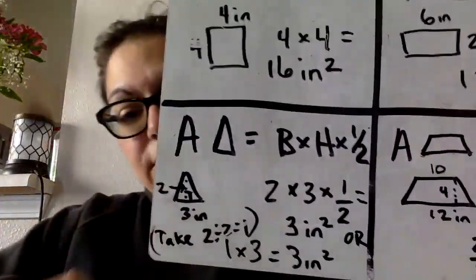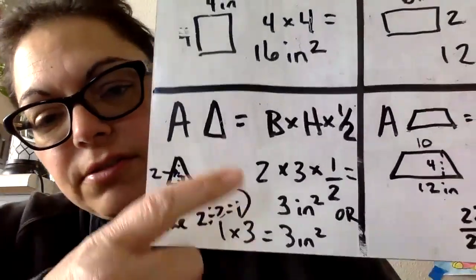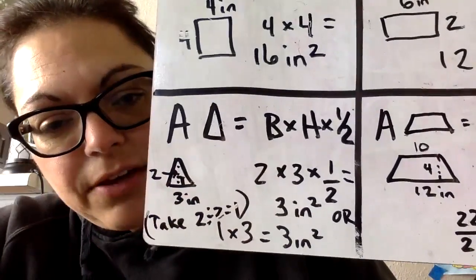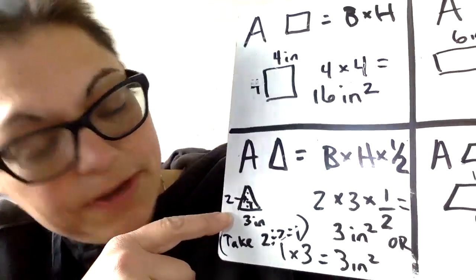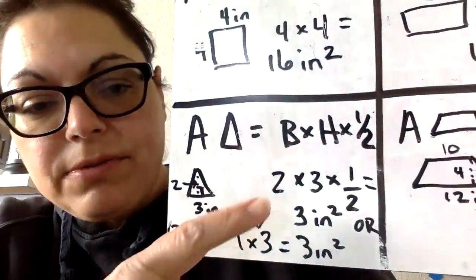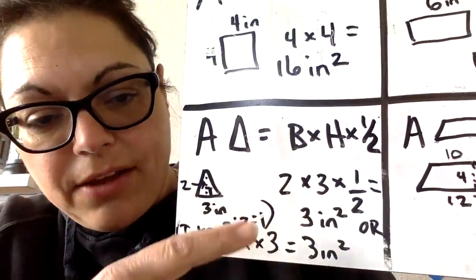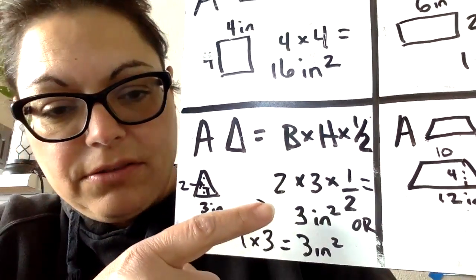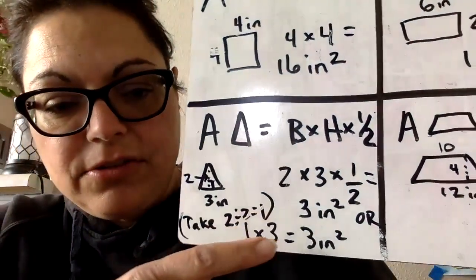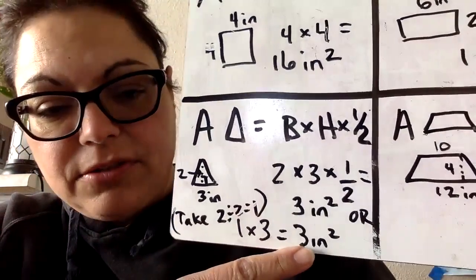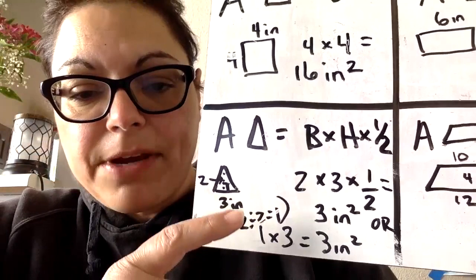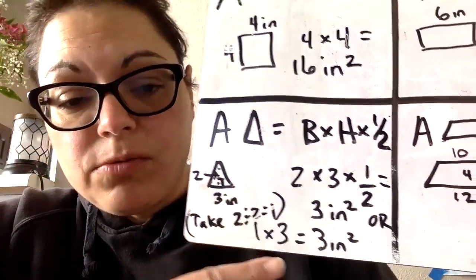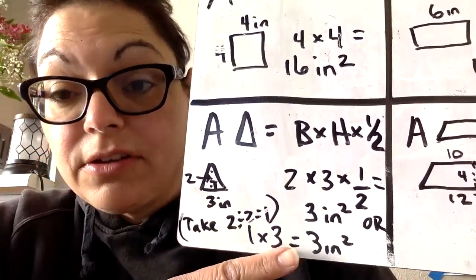Next one we have is the triangle. So the area of a triangle we know is base times height times 1/2. We have an example of 2 for the base and 3 for the height. So we would take 2 times 3 times 1/2, or we could take 3 times 2 is 6, divided by 2 is 3. That'd be 3 inches squared. Or remember the trick, we would take 2, divide it by 2 because it's even. We get 1, so 1 times 3 is 3 inches squared.